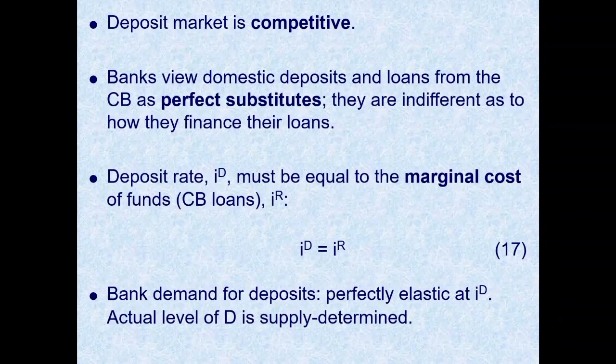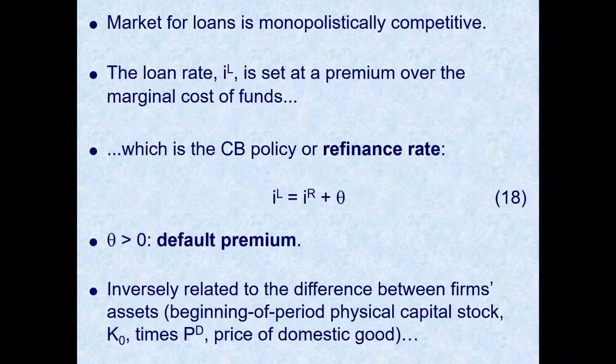This equation here is just what is called the no arbitrage condition. Remember from topic 2 when we talked about no arbitrage? It means essentially that if deposits and central bank loans are perfect substitutes, the two interest rates cannot differ from one another. And critical to the functioning of this model is the way the loan rate is determined. The loan rate is determined as a markup over the marginal cost of borrowing from the central bank, which is IR, and theta is a default premium that banks charge above and beyond the marginal cost of borrowing.